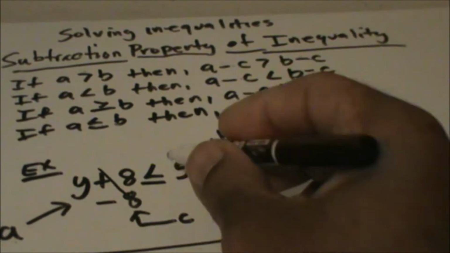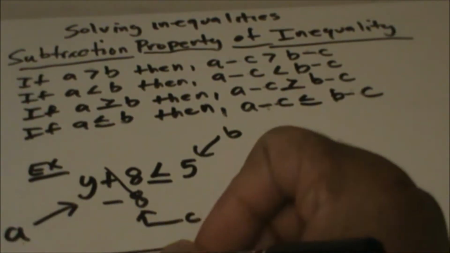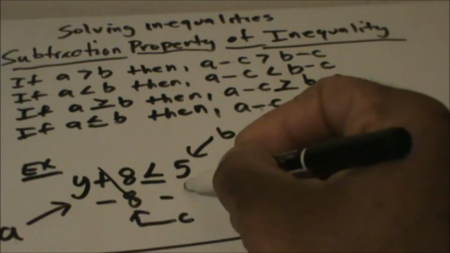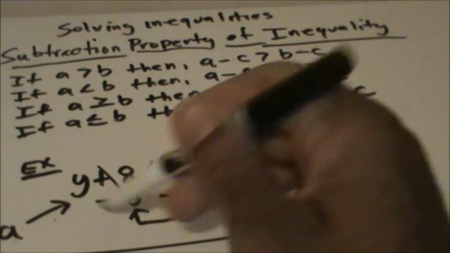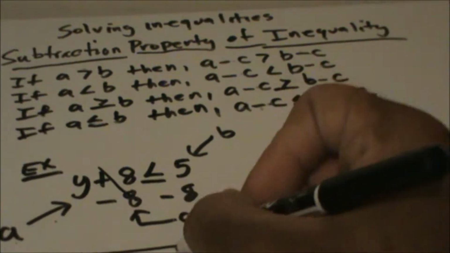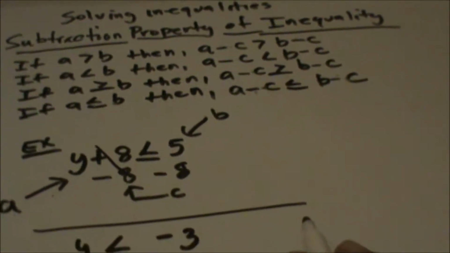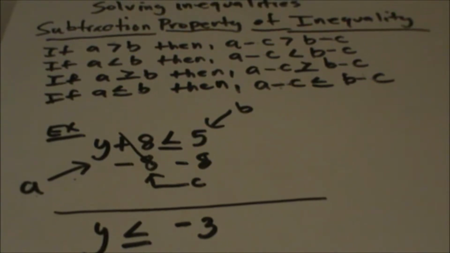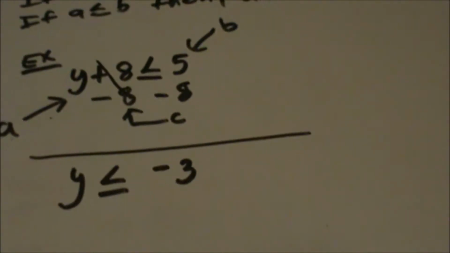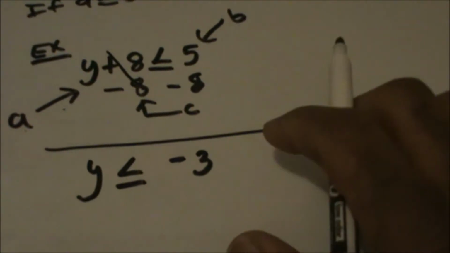So this cancels. So your y comes down here, and then you have less than or equal to negative 8 on both sides. What you do on one side, you do on the other. You have a negative 3. Your solution set here is y is less than or equal to negative 3. Now let's graph.